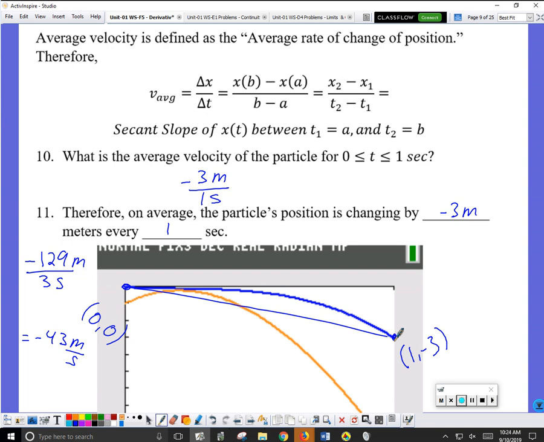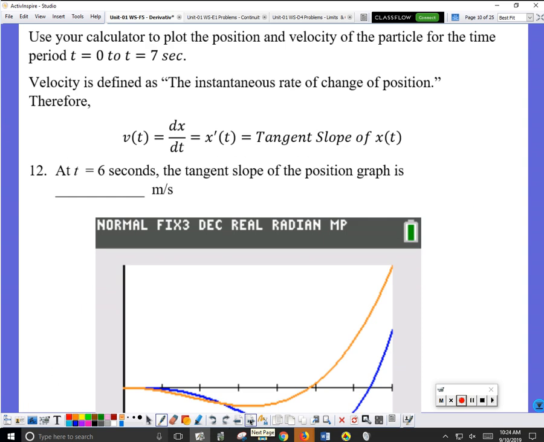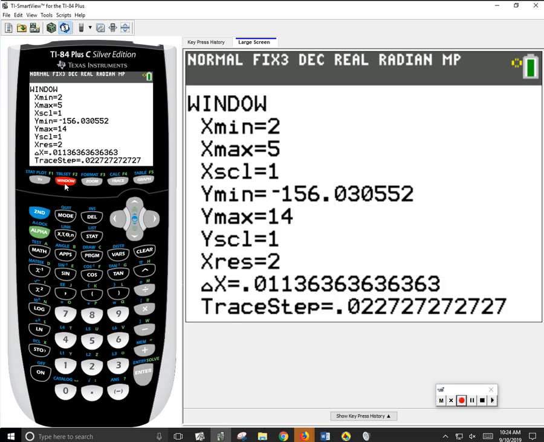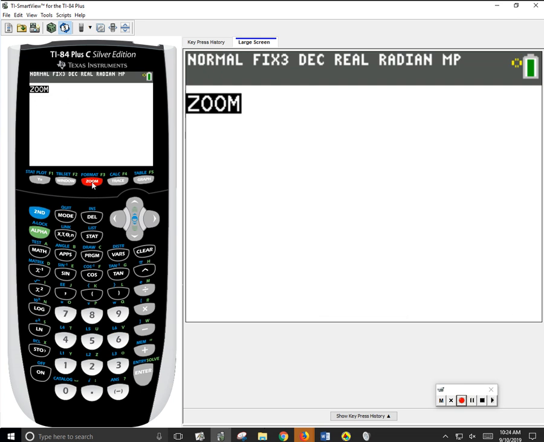The slope of that line is -3. It's the secant line. Now look here. Instantaneous rate of change is the tangent slope. They say it's 6 seconds. So go back to my calculator, get a window to 6. I'll go 0 to 6. Zoom fit.